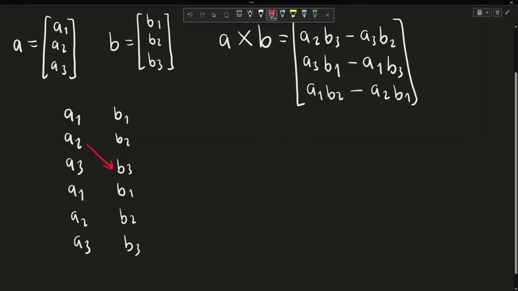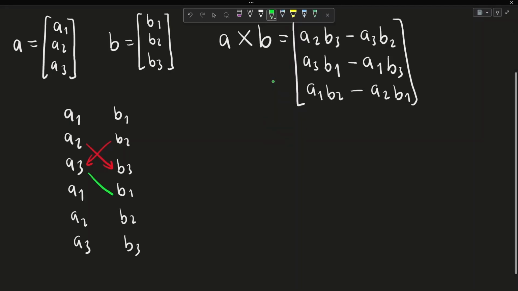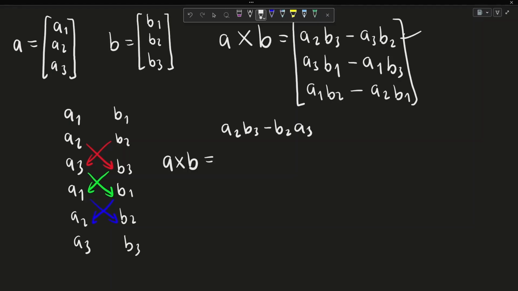So you have these two, which correspond to one another. Let's take a new color, green. These two will correspond to one another. Let's take blue, and these will correspond to one another. And each new color represents a new entry in our final matrix. So our final matrix, A cross B, will be equal to your first entry, which is A2 B3. You always start on the left. So A2 B3 minus B2 A3, which if we compare to up here, you notice it's A2 B3 minus A3 B2. It doesn't matter which order you multiply it, you'll still get the same answer.